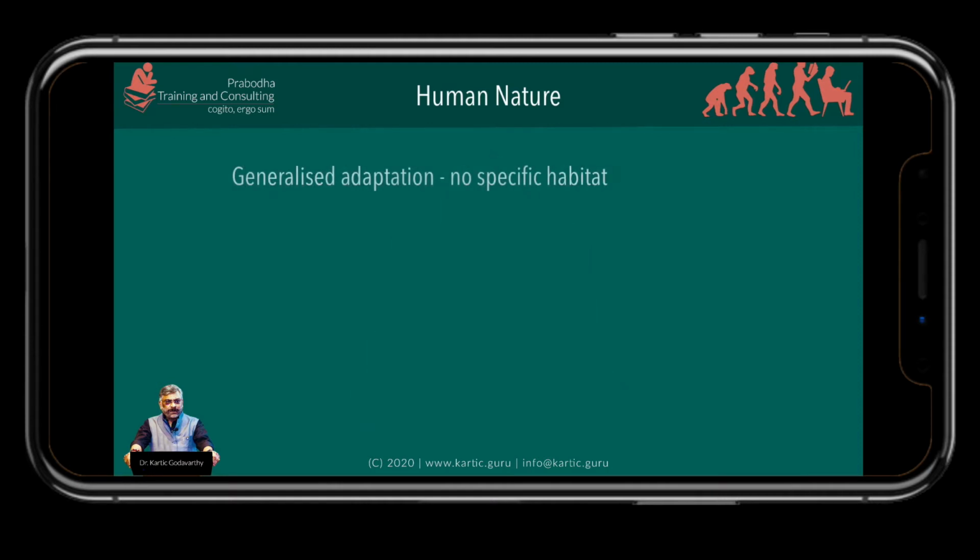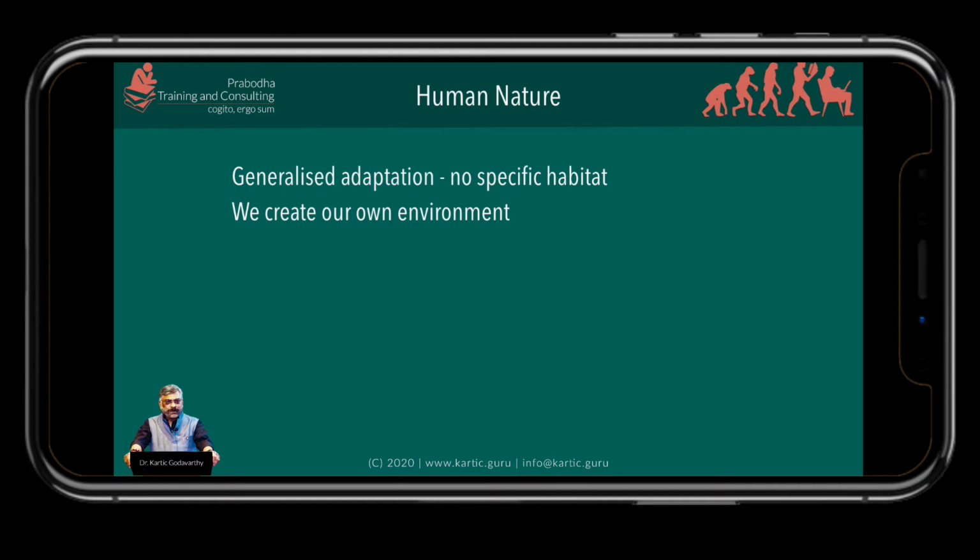And the third important aspect of human biology, a generalized adaptation to environment. We haven't committed to any habitat on this earth. We are not like fish which can only live in water. We are not like birds which can only fly. We are not like polar bears which can only live in the tundra. We have never committed ourselves in evolution like other species. And that has also enabled us to create our own environment. We create our own ecosystem and we live in it.